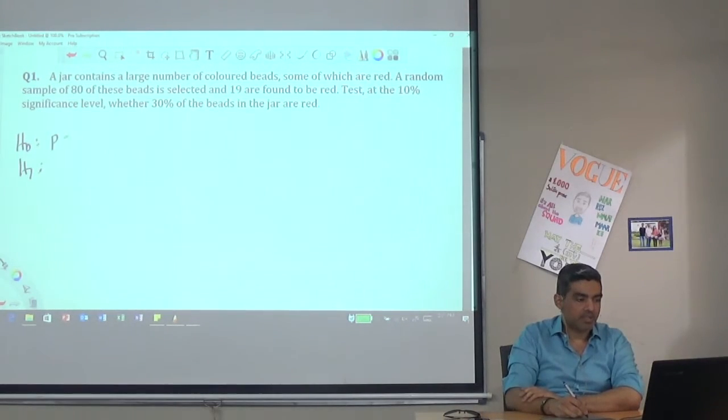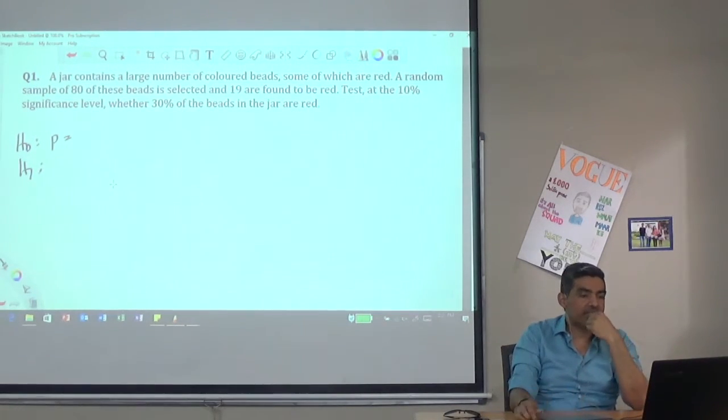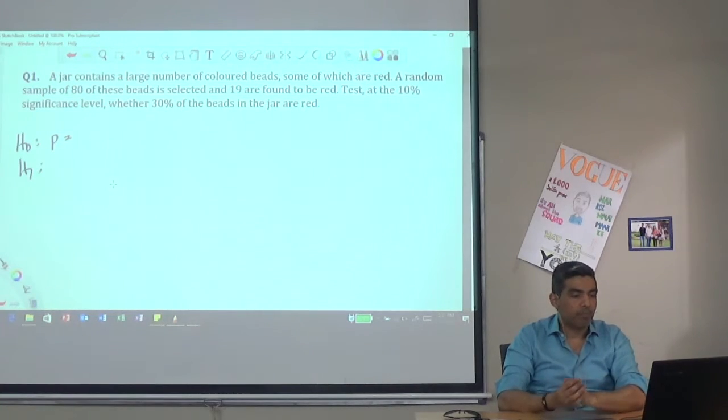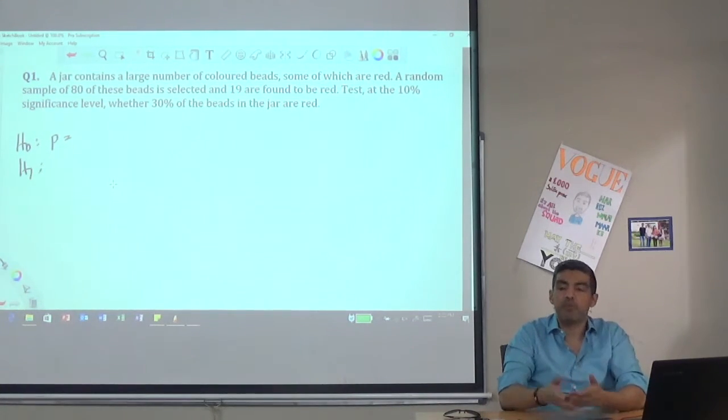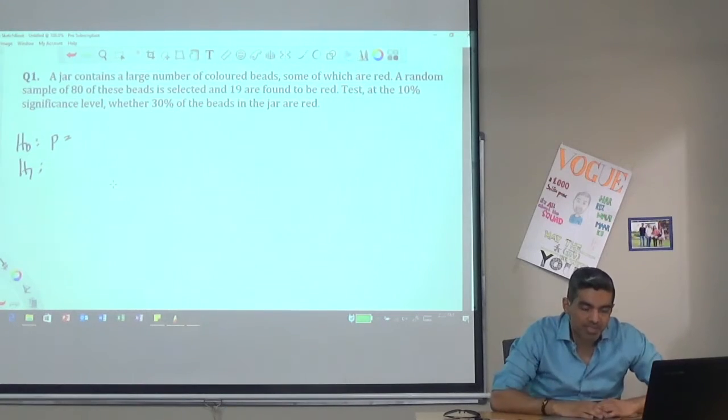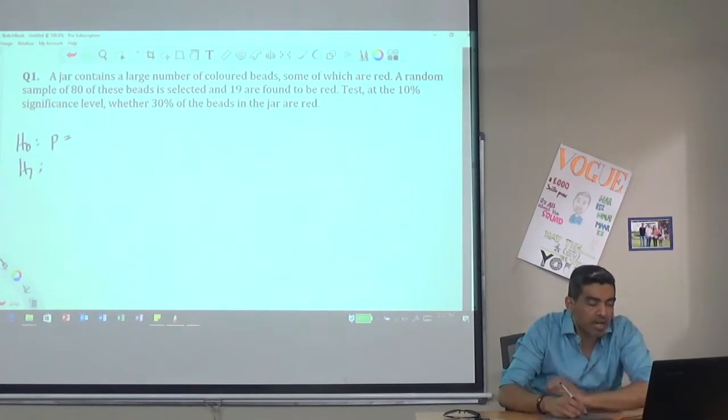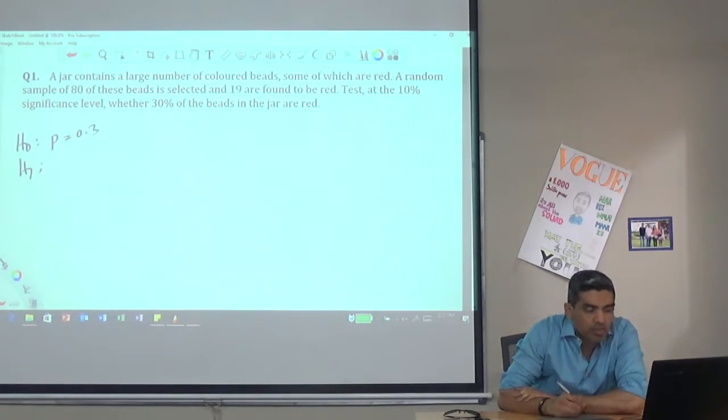The jar contains beads, some of which are red. A random sample of 80 of these beads is selected, 19 are found to be red. Test at the 10% significance level whether 30% of the beads in the jar are red. So maybe it has always been known that 30% of the beads in the jar are red, which means the null hypothesis proportion should be 0.3.